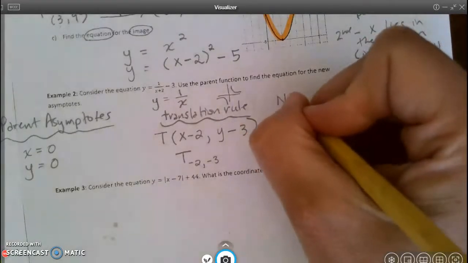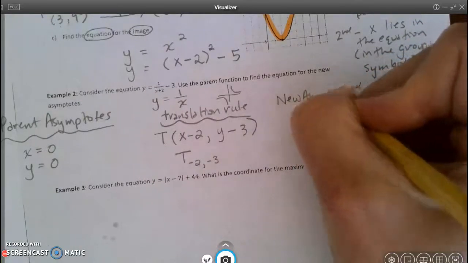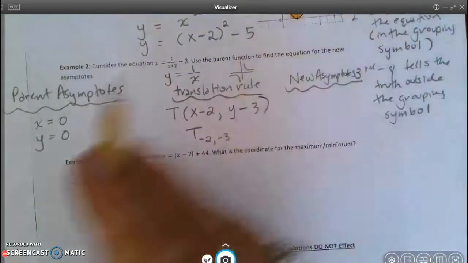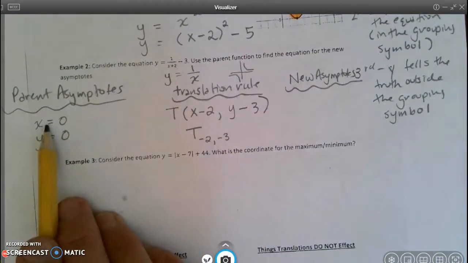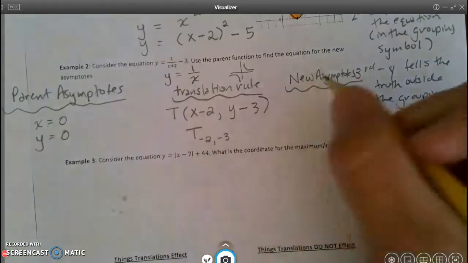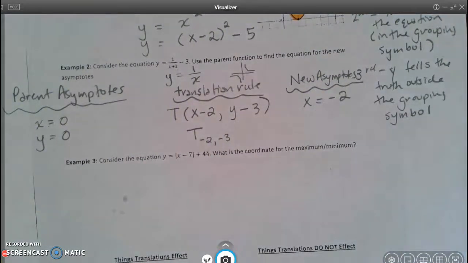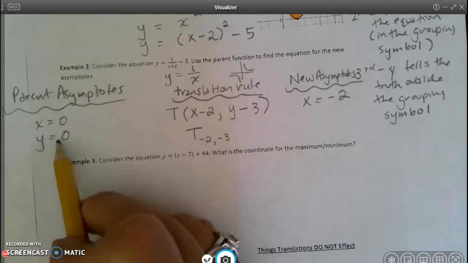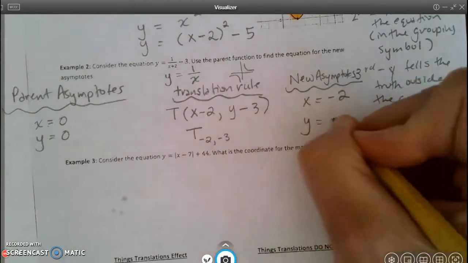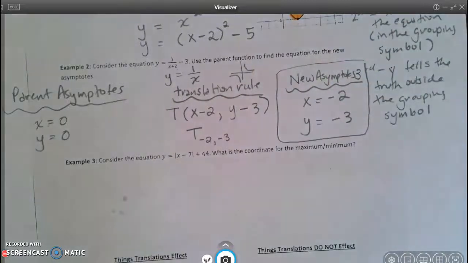And now I'm going to write my equation for my new asymptotes. I have x equals 0, and according to my translation rule, I subtract 2 from the x. So x equals -2 is my new x asymptote. Y equals 0. I'm going to subtract 3 from the y. So y equals -3. So here are my new asymptotes.